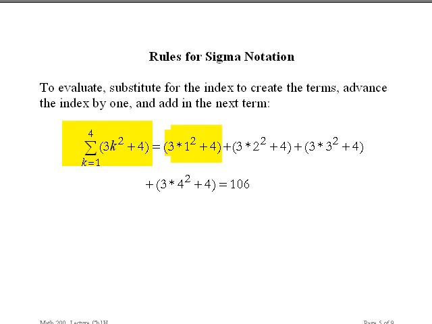Then increment the counter to 2. Use that to create the second term. In this case, k is 2, so we have 3 times 2 squared plus 4, and that is added since this is sum, this is sigma. You increment the counter again, get the third term. Then you increment the counter again, and now you're at the 4, at its maximum value. You go ahead and let that be your last term. You evaluate the rest by arithmetic or algebra, and you get the answer.